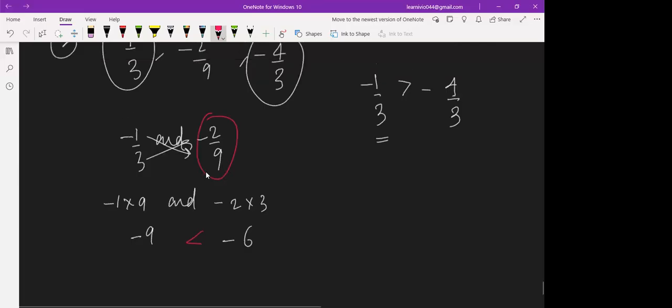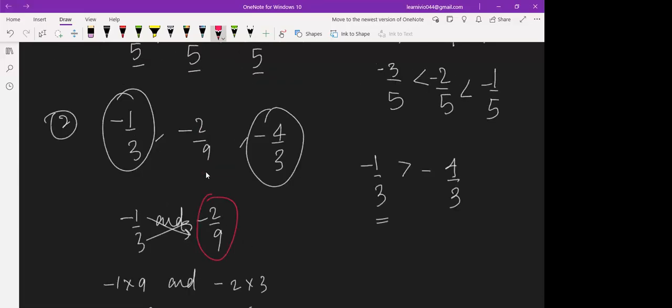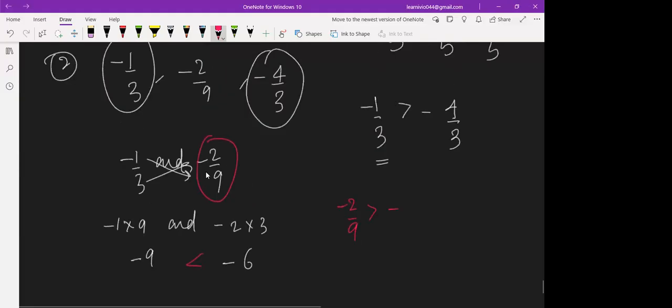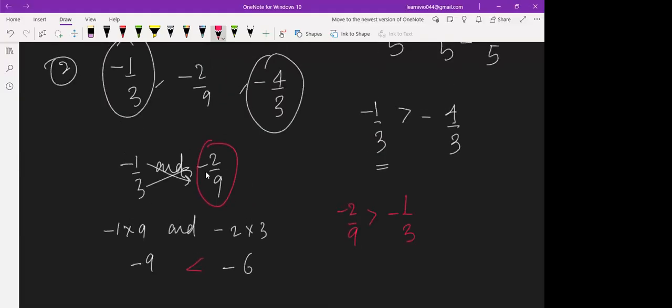Now, Harmeen, you see minus 2 by 9 is greater than minus 1 by 3. So I have minus 2 by 9 is the greatest, then minus 1 by 3, and I know minus 4 by 3 is smaller than minus 1 by 3. So that is why it comes in here. Understood this thing? Yes, ma'am.